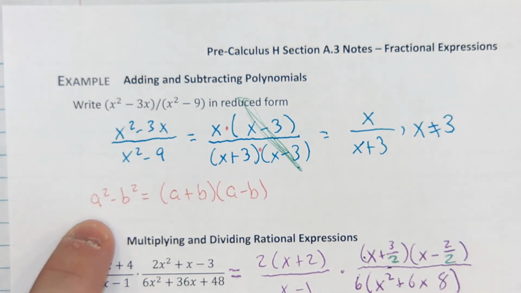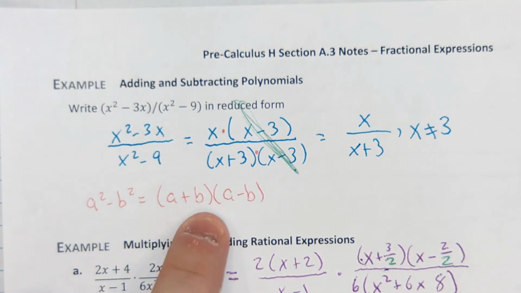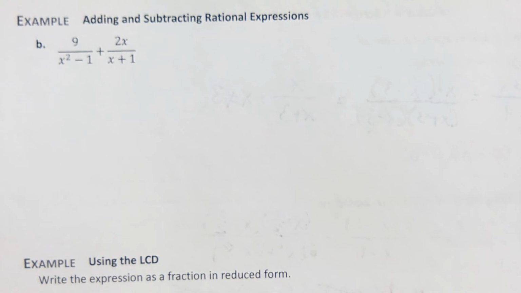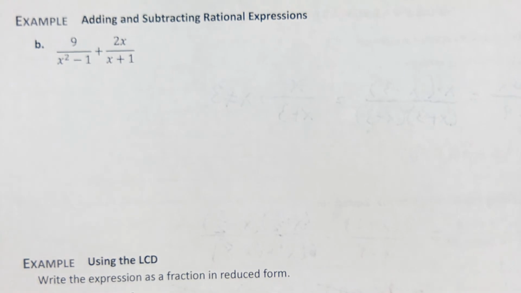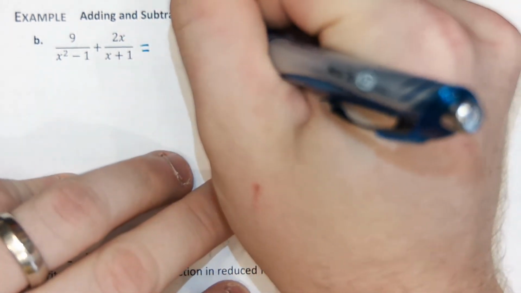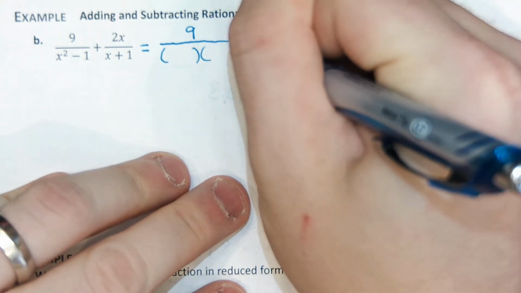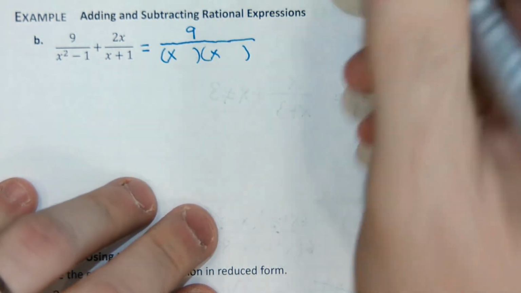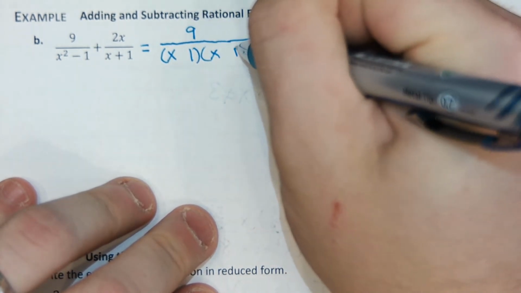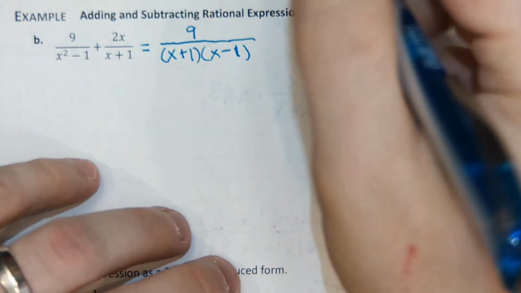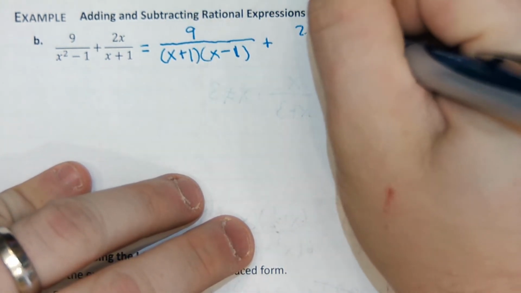Anytime you have perfect square minus perfect square, you end up with the product of two conjugates. Pick a good color. I like blue. Blue's feeling good today. We have a 9 over two sets of parentheses. They are going to be conjugates. Square root of x squared in the front of each of them. Square root of 1 in the back of each one of them. Each of them, 1 is plus, 1 is minus. There you go. And then over here, there is nothing to factor.